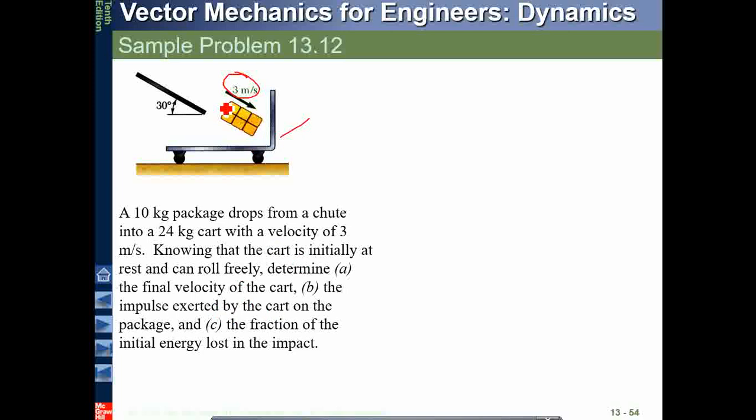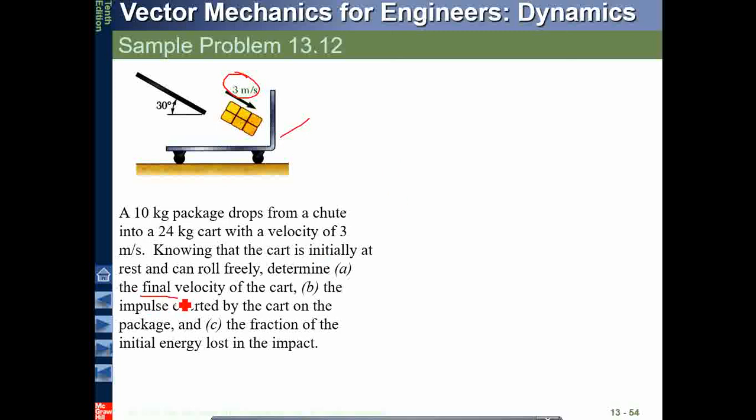Actually, this is a package. So once this package is dropped on this cart, it can move freely along the horizontal direction. So once a momentum mv1 hits it, it moves to a certain position, mv2. So where is the impulse force? We will find it out.